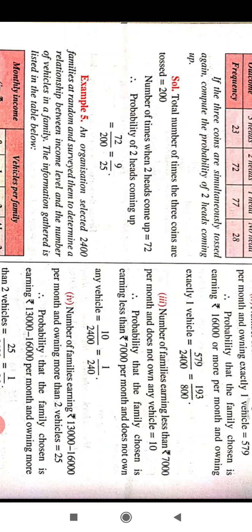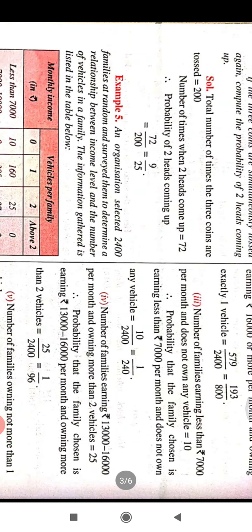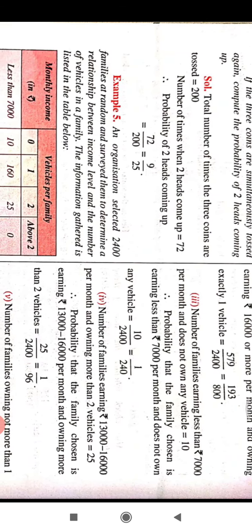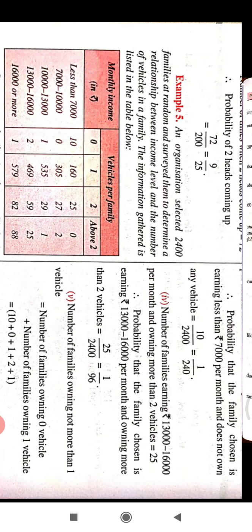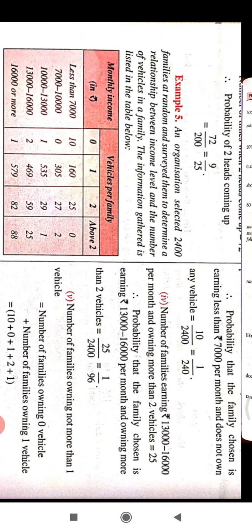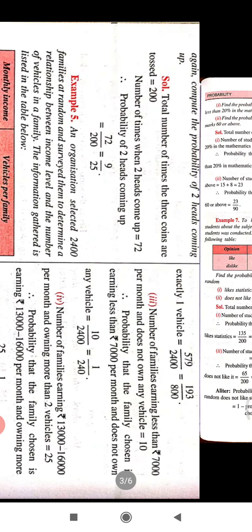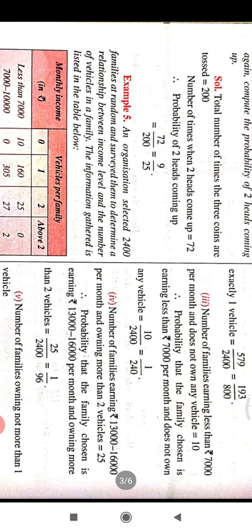Now third number, number of families earning less than 7,000 per month and does not own any vehicles. So we can see in the table less than 7,000 and having no vehicles means 0. There are 10 in the table, so use this number. So the probability that the family chosen is earning less than 7,000 per month equals 10 upon 2400. The zeros will cut. So the answer will be 1 upon 240.